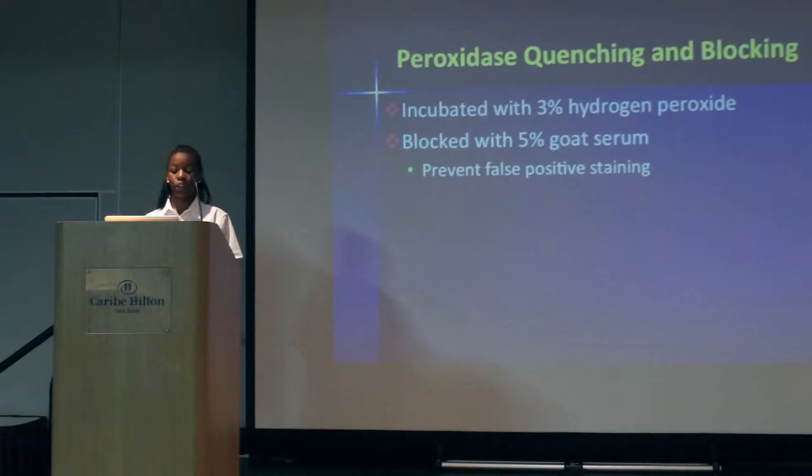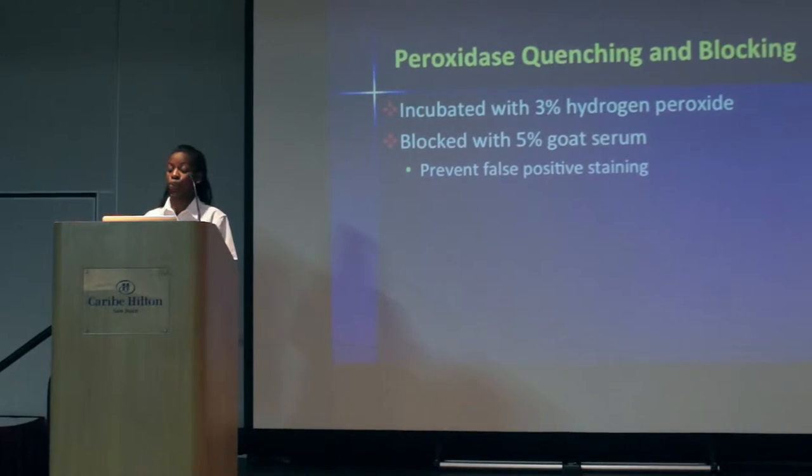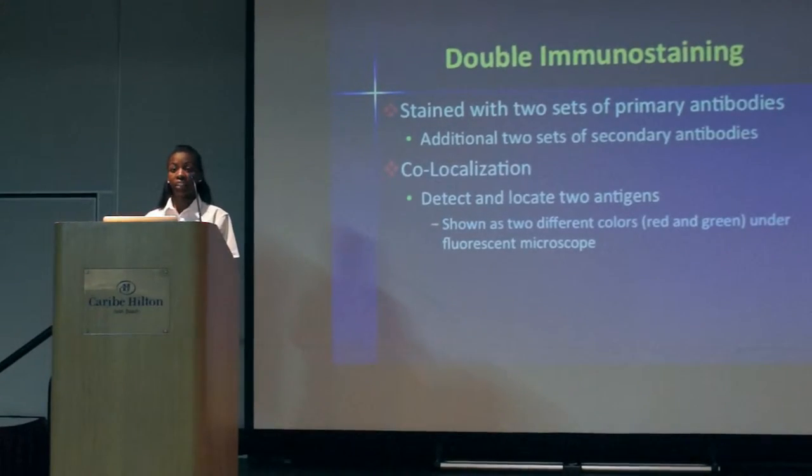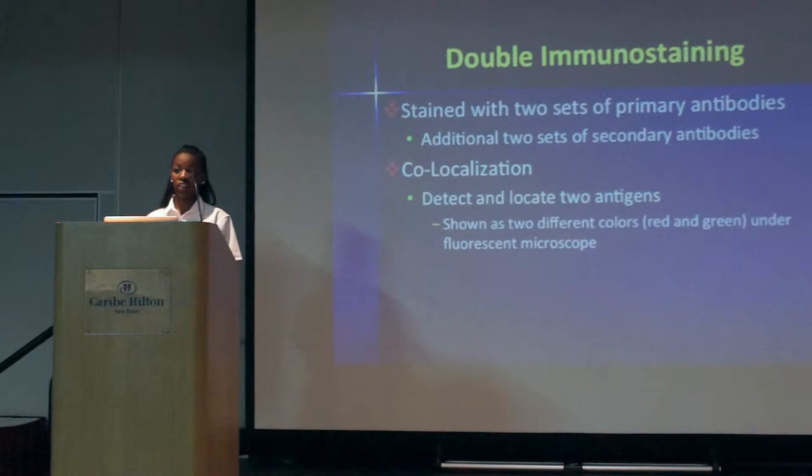After the tissues cooled after being in the pressure cooker, they were washed with distilled water and PBS. They were then incubated with 3% hydrogen peroxide and were blocked with 5% goat serum in order to prevent false positive staining. Next, the double immunostaining procedure took place. Double staining is necessary in order to visualize two antigens present within the same cell. The cells are stained with the primary antibody, then the secondary antibody, followed by an additional primary antibody and an additional secondary antibody. In this way, when the results are viewed under fluorescent microscope, we'll be able to correctly identify two antigens.